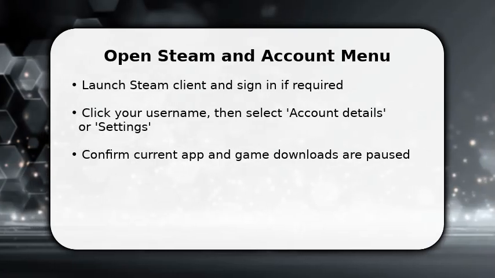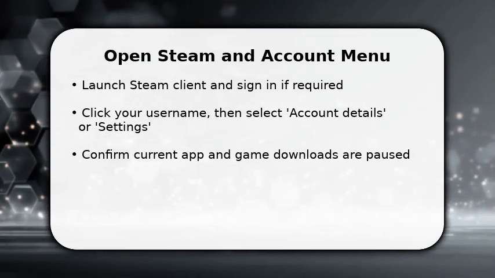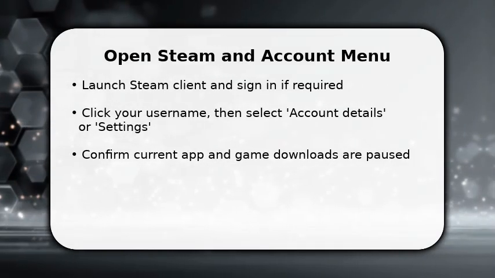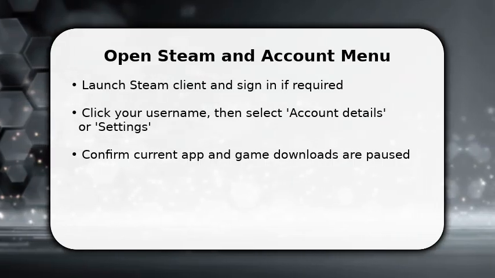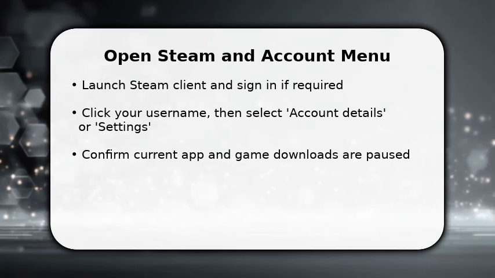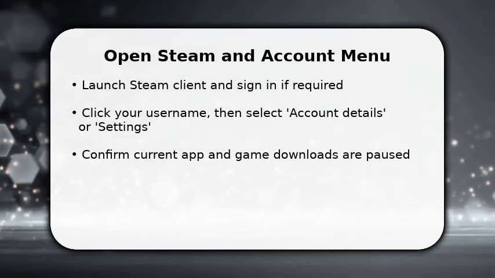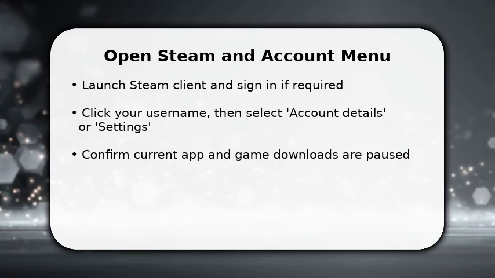You start inside the Steam client, open the top right account menu now, and select Settings or Account Details on older clients. You do this to reach Steam's language controls and avoid changing while games update. Once in Settings, choose Interface or Account section, depending on version, because the language option lives there.